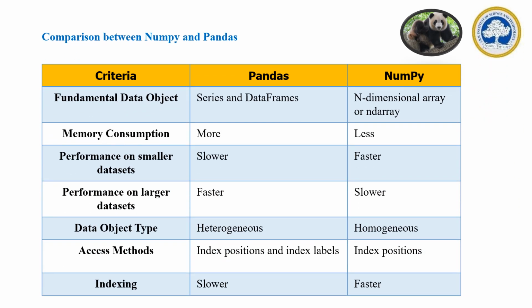And it's very important to explore the NumPy and pandas references. If you take pandas, the fundamental data objects are Series and DataFrame, whereas in NumPy it is the n-dimensional array. Memory consumption is more in pandas and less in NumPy. Performance-wise, pandas is slower and NumPy is faster. Performance on larger data sizes, faster, slower. Data object type, heterogeneous, homogeneous. Access method in pandas is index position and index label, and in NumPy index position. Indexing is slower in pandas and faster in NumPy.